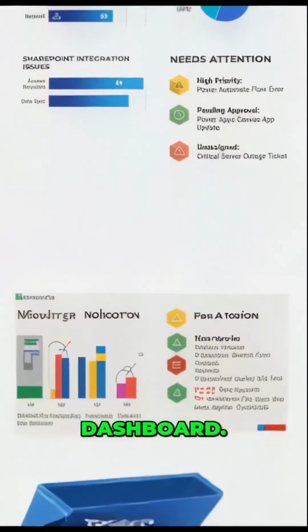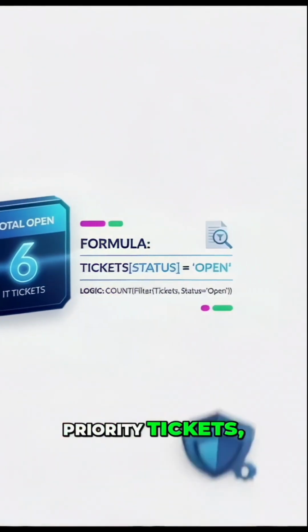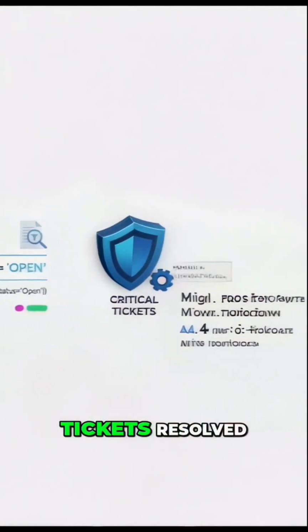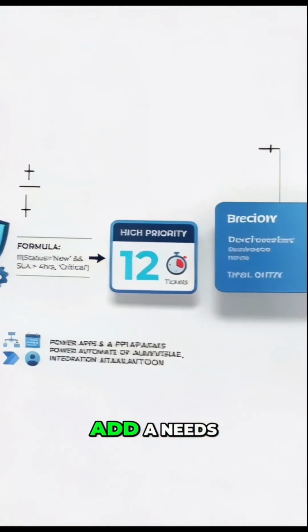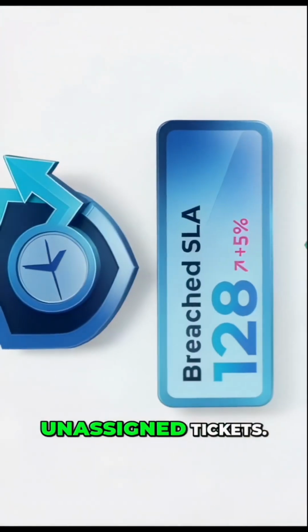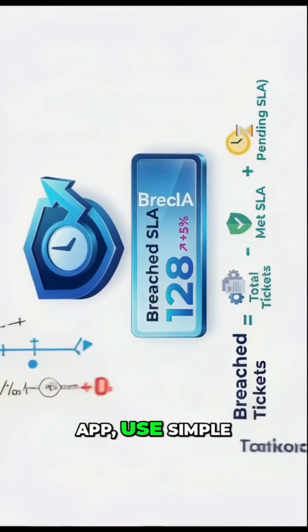Now, design the dashboard. For agents, show cards for total open tickets, new tickets, high priority tickets, breached SLA tickets, and tickets resolved this week. Add charts for tickets by category, priority, and status. Add a Needs Attention gallery for critical, breached, and unassigned tickets. For the Canvas app, use simple summaries.